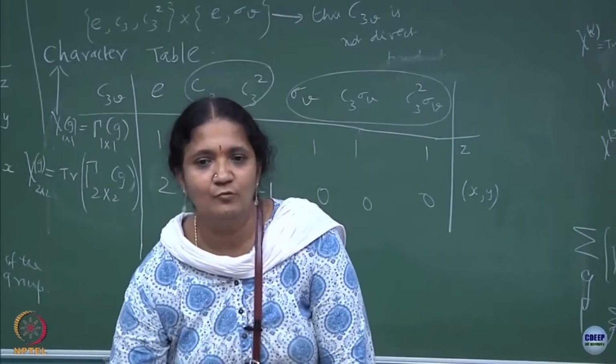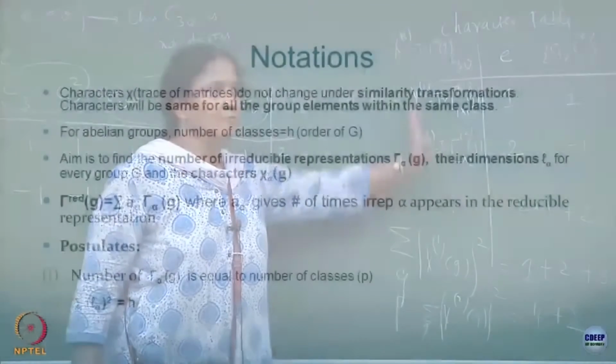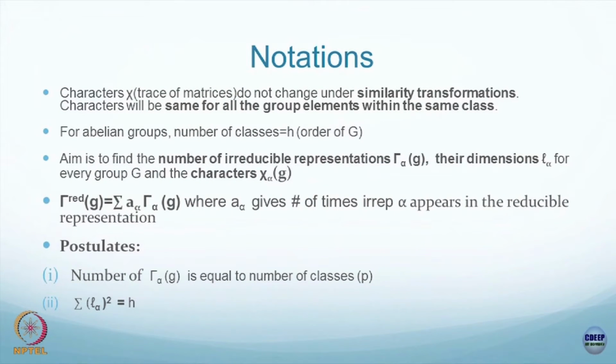So, the aim is to find this list of irreducible representations, this column, okay, and we also need to know the irreducible representation, which is 1 cross 1, which I call L alpha. L1 is 1 here, L2 is 2 here, it is a 2 cross 2 matrix. We need to find what the dimensions of those irreducible matrix representations are and the corresponding characters. Okay. So, these are the things which we need to determine, then only the character table will become complete.